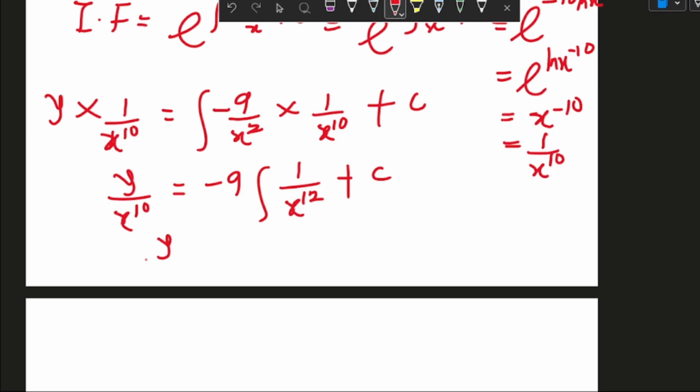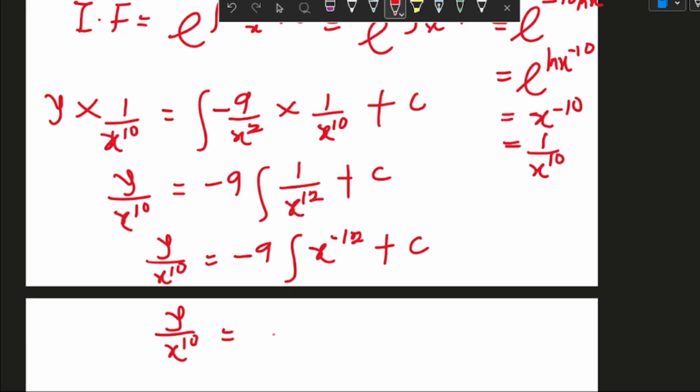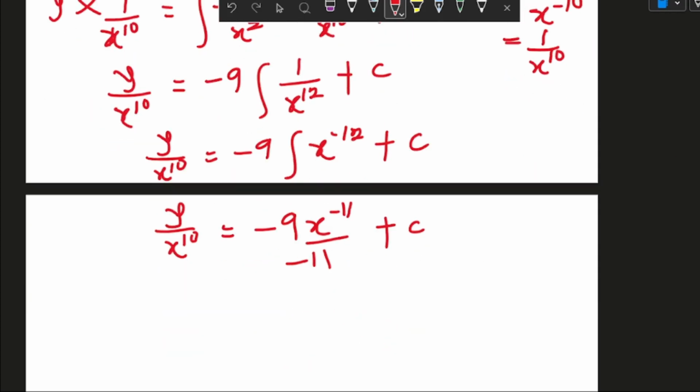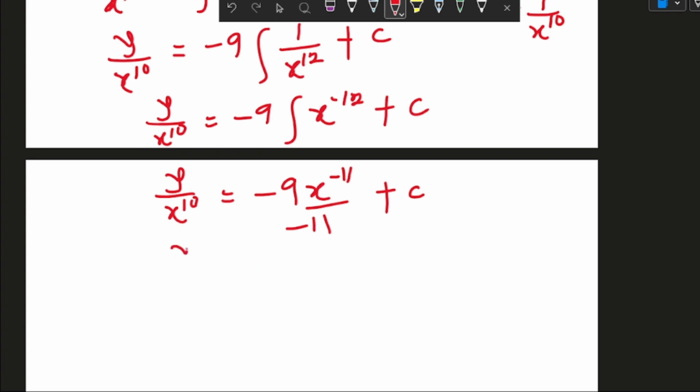But before I do that, at least for easy computation, I'll have x to the power minus 12 plus c. And if I integrate that particular expression, I'm going to have minus 9x to the power of minus 11 over minus 11 and plus c. Right, getting more interesting. So I have y over x to the power of 10 equals minus divided by minus is plus. So I'm going to have 9x to the power of minus 11 over 11 then plus c.